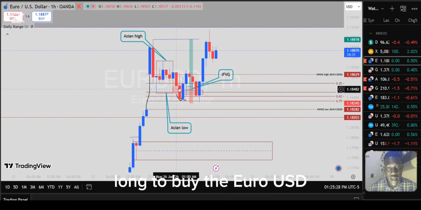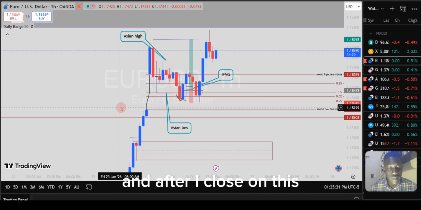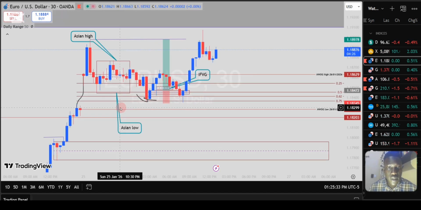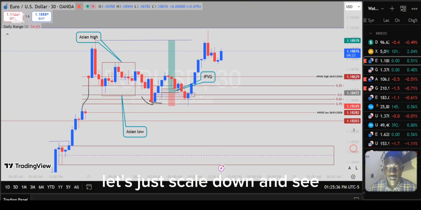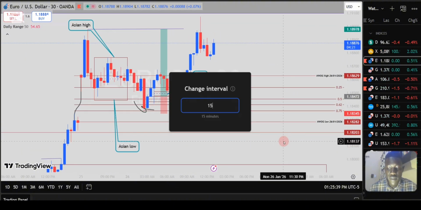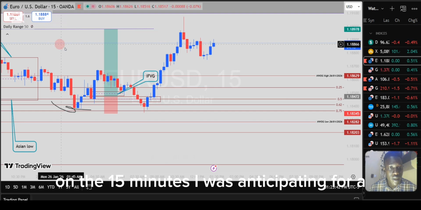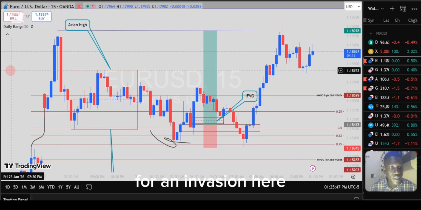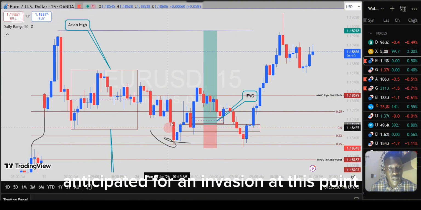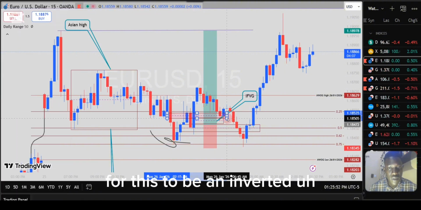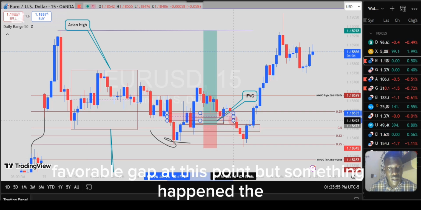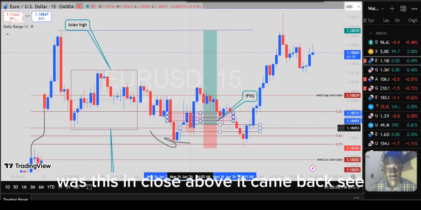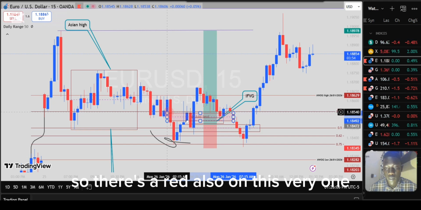Let's just scale down and see. After that, I had this on the 15 minutes. I was anticipating an inversion at this point, for this to be an inverted fair value gap. But something happened. The candle that I was anticipating didn't close above it, and came back. See, there's a raid also on this very one, which means that this fair value gap was violated.